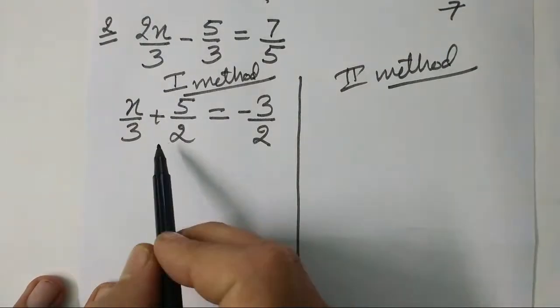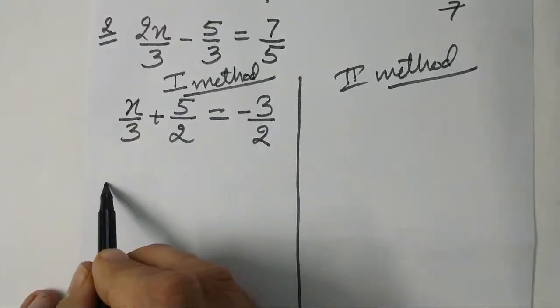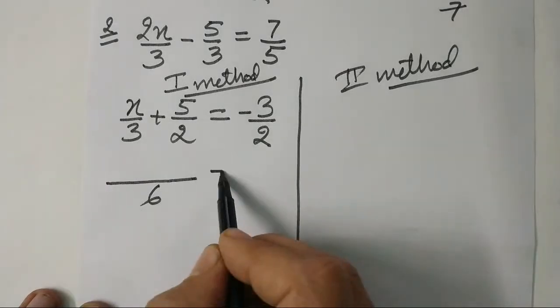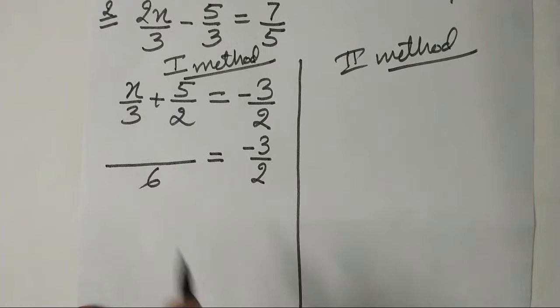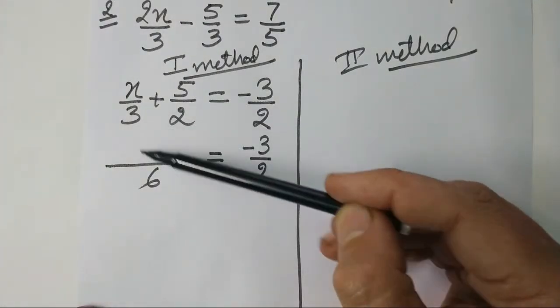So the first method is to take the LCM of only the left hand side. The LCM of the left hand side will be 3 into 2, which is 6. The right hand side remains as it is. Now you know what will happen: you will divide the LCM.